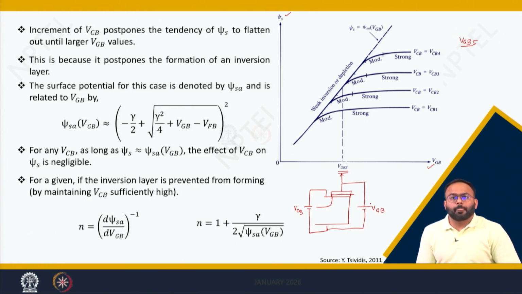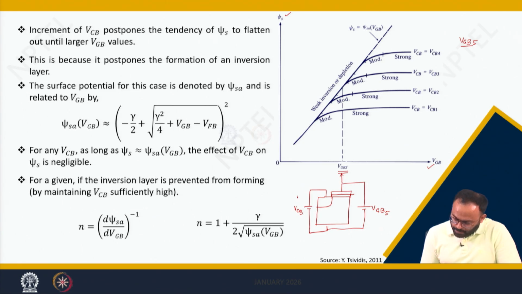Now, you fix VGB to a particular value, VGB5, and you are varying VCB. Then what will happen? We have already understood this phenomenon using the band diagram, but let us understand it qualitatively. You fix VCB first and keep VGB so low that you are not in depletion even.